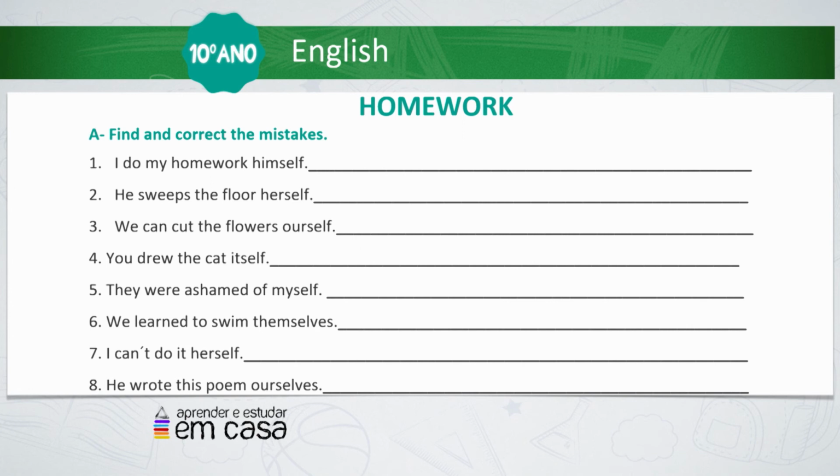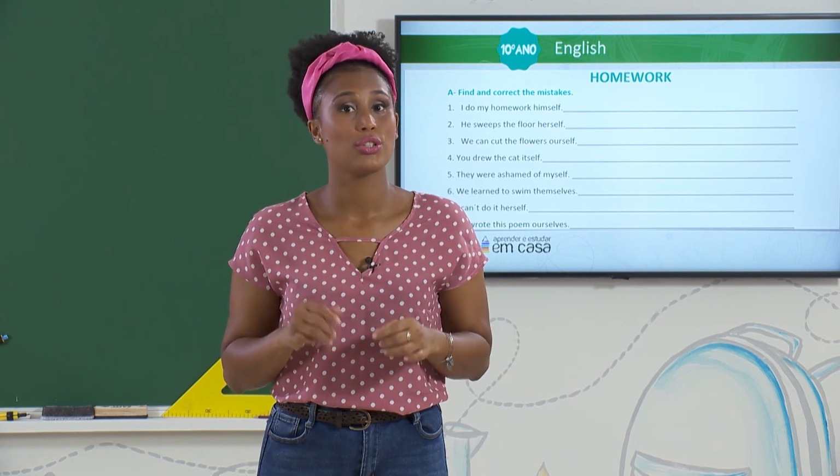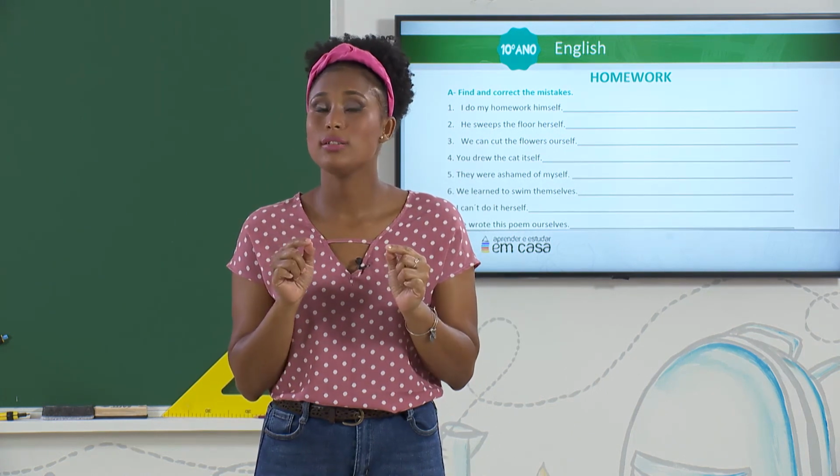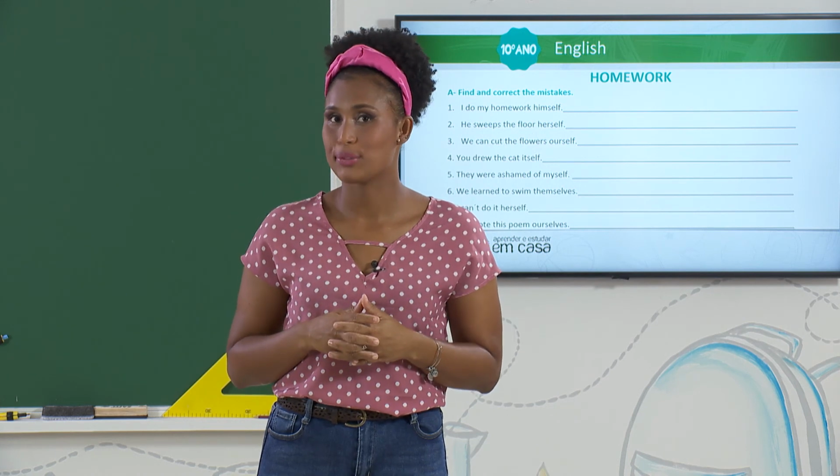Two, he sweeps the floor herself. Three, we can cut the flowers ourselves. Four, you drew the cat itself. Five, they were ashamed of myself. Six, we learned to swim themselves. Seven, I can't do it herself. And the last one, eight, he wrote this poem ourselves. As I said, all the sentences are wrong. So it's up to you to find the mistake and correct them, right?